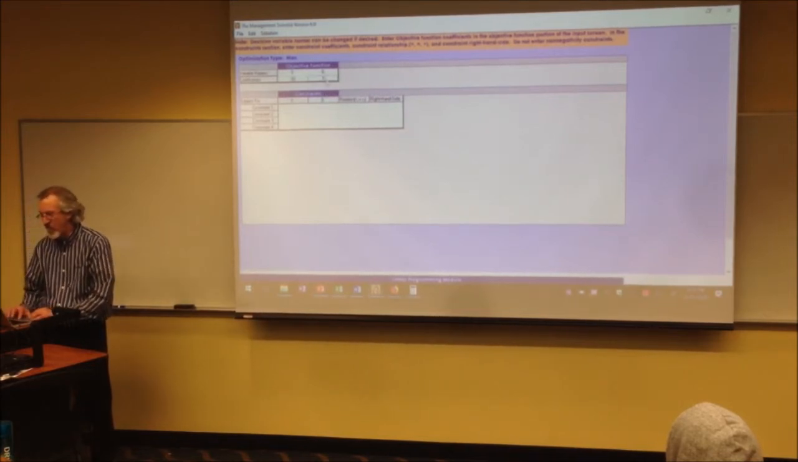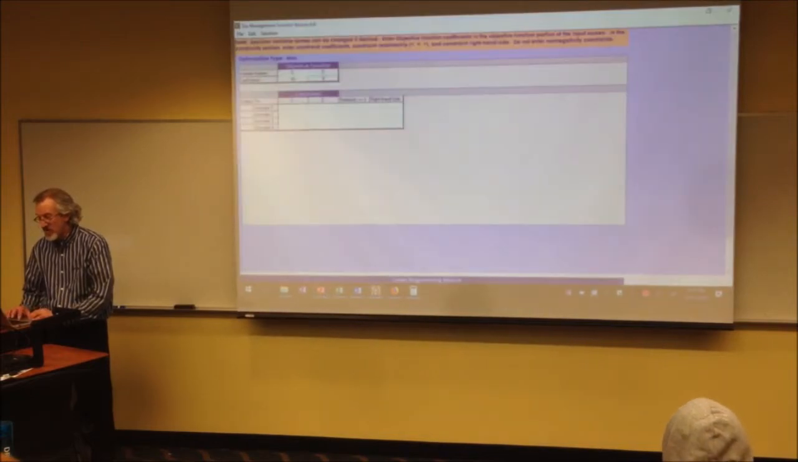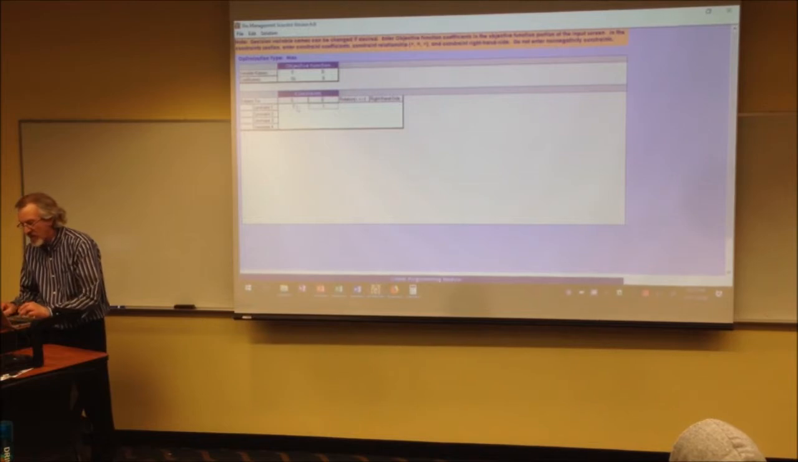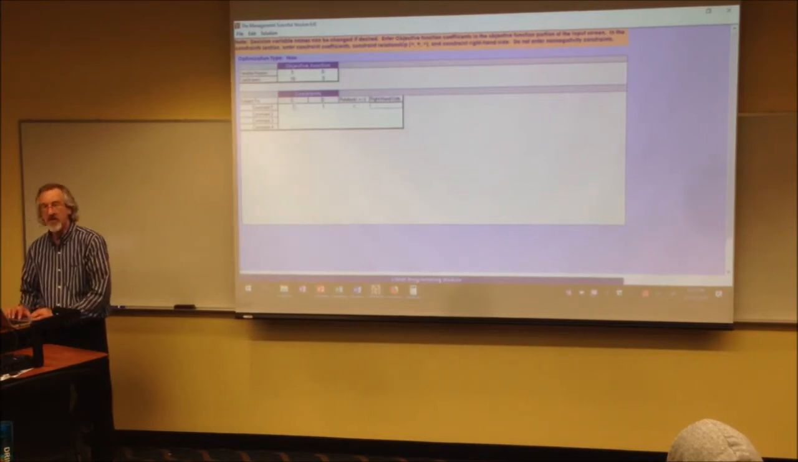I just want you to make sure this is all review. We've looked at this before. I'm going to the first constraint. The number with S is 7/10, and with D is a 1. So this would be 0.7. This would be a 1. Is this a less than or equal or greater than or equal? Less than or equal.